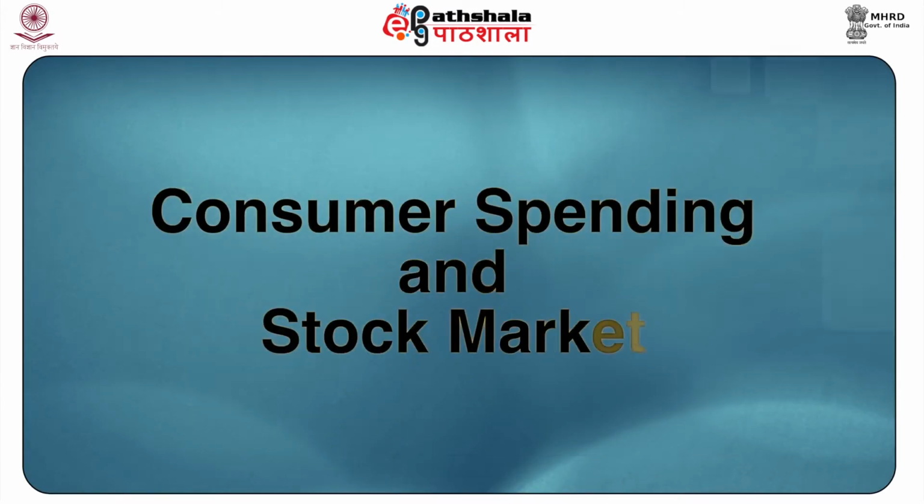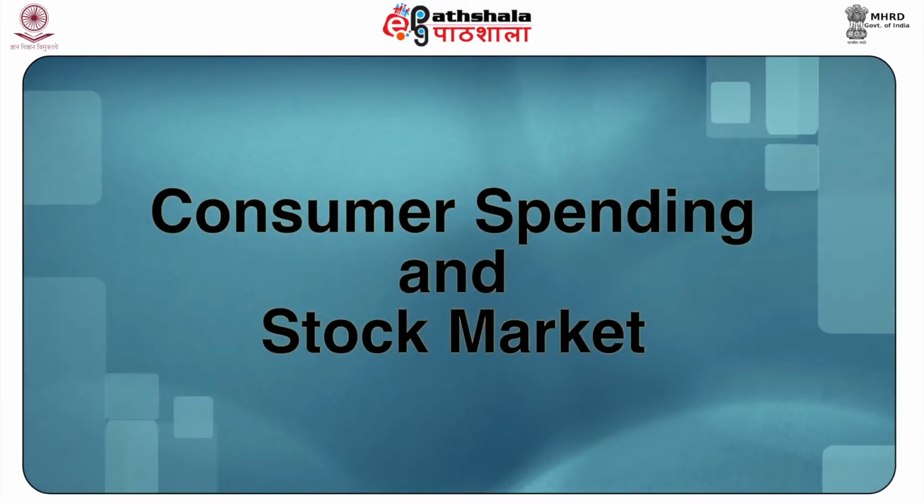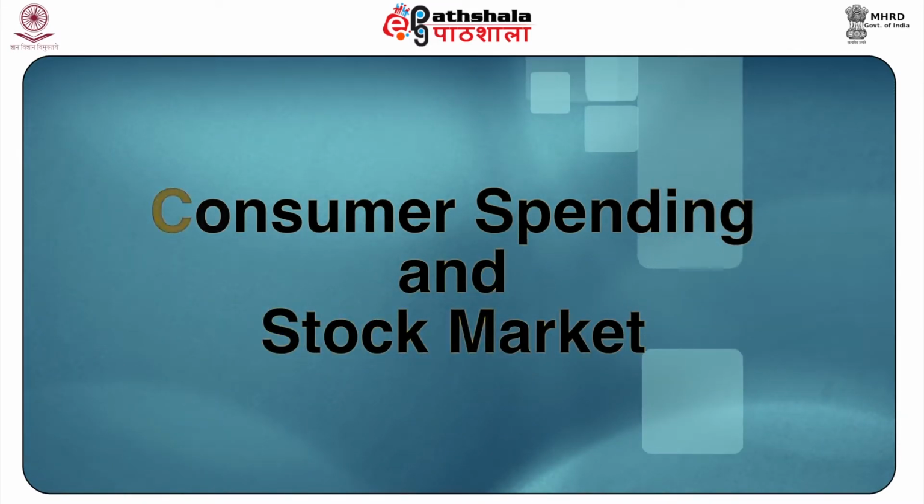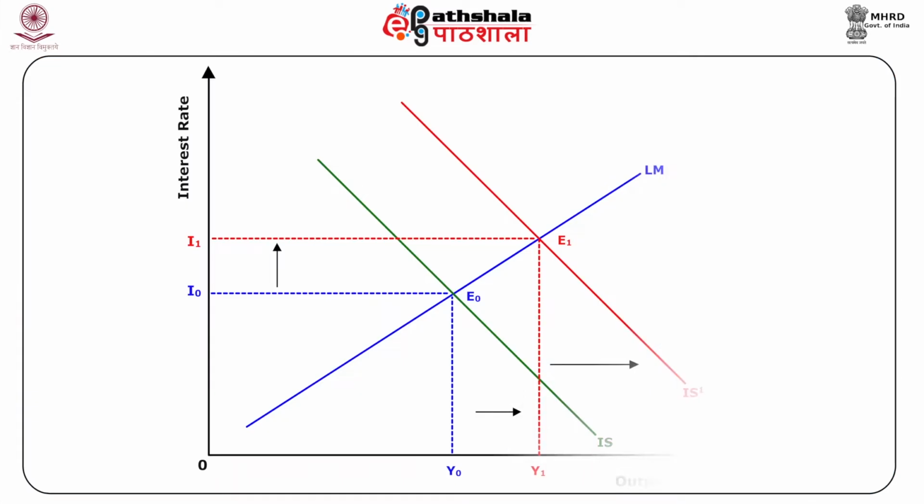So in this section 4.3, let us try to understand the relationship between consumer spending and stock market. We can see that due to an autonomous increase in consumption spending caused possibly by a cut in personal income tax or a boost in consumer confidence about the economy's future, shifting the IS curve to the right, output increases from E to E prime in our figure 2.